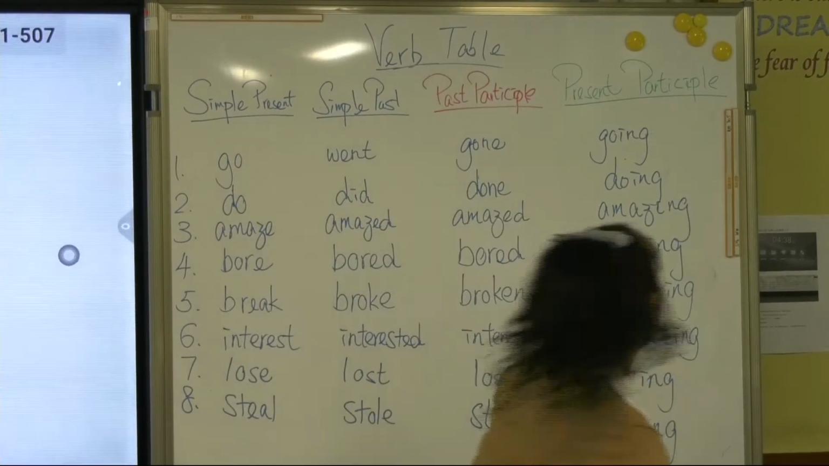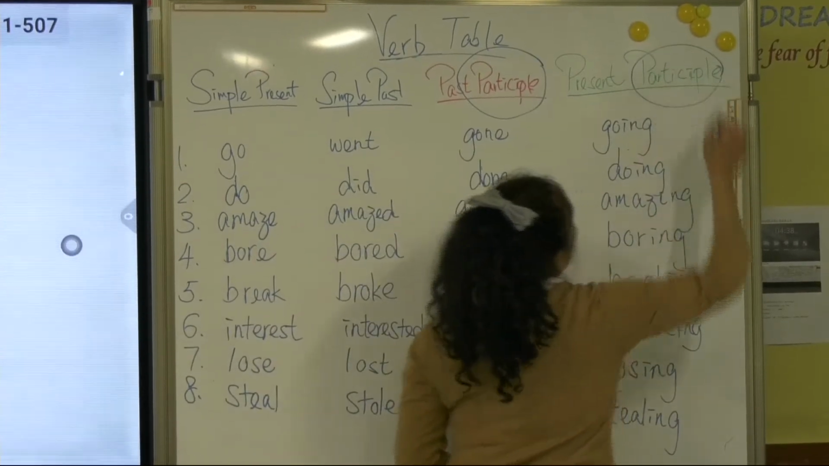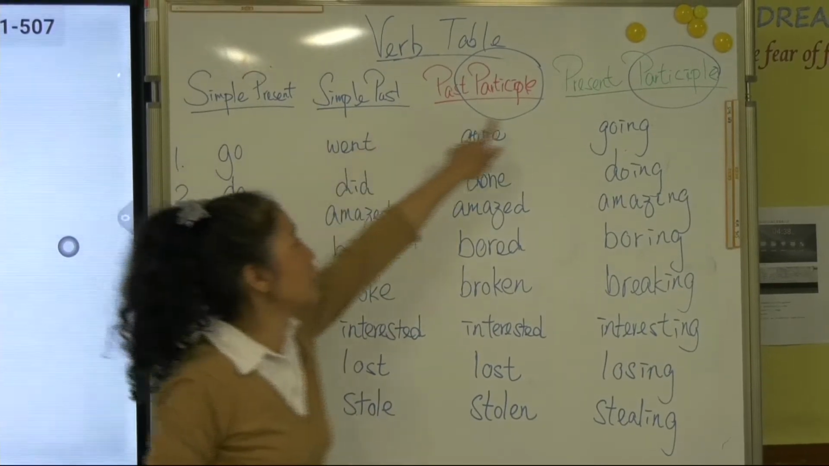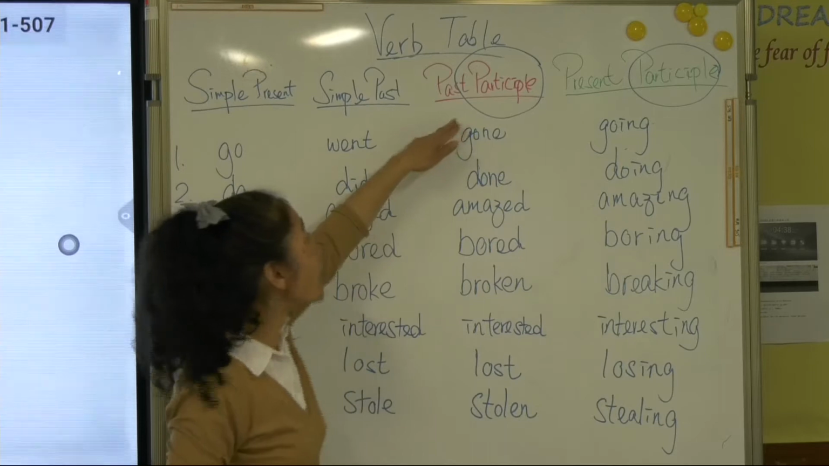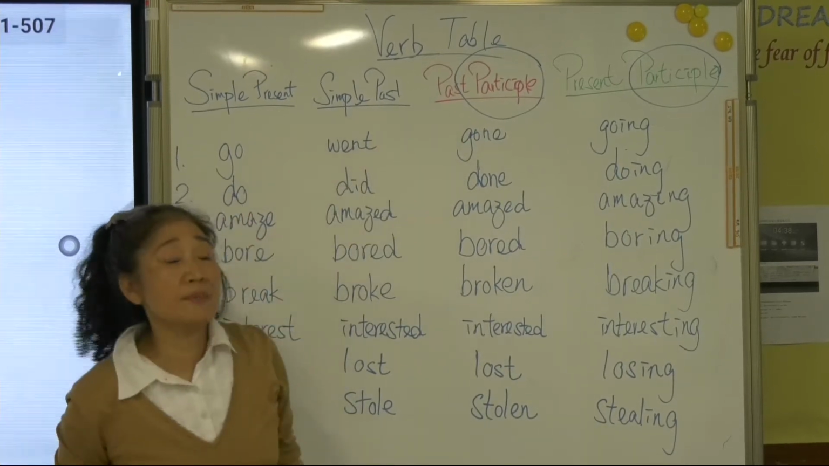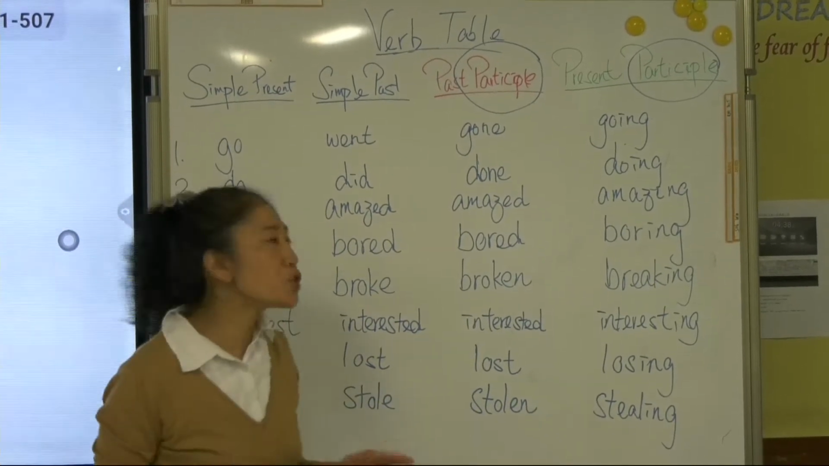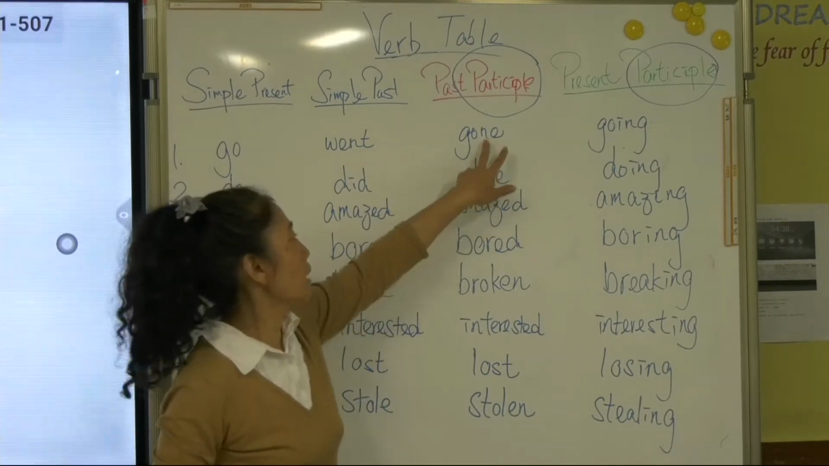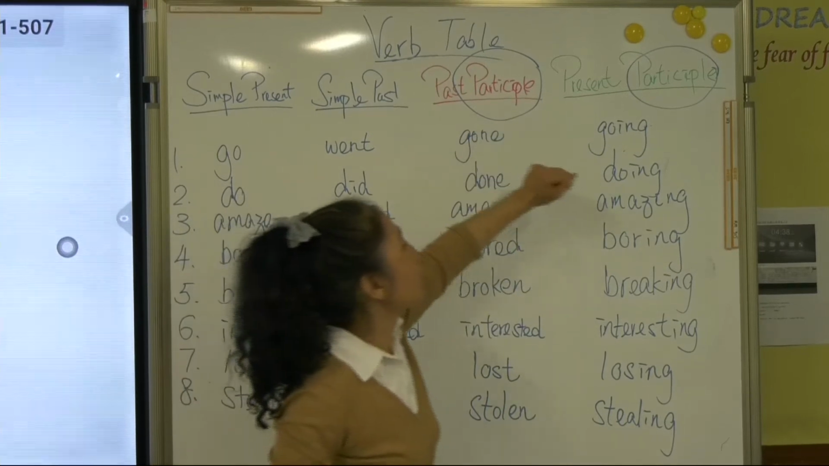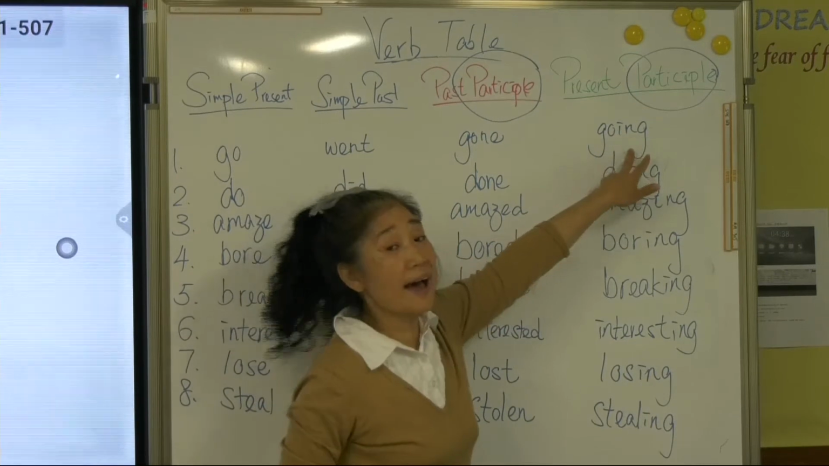So funny, these 2 columns both have the word participle, but the difference is this is past and this is present. For the past participle, as Mr. Leung already taught you, sometimes add ed, irregular, you have to bear in mind, but most often end with en or n. And for the present participle, easy and simple, just add ing.